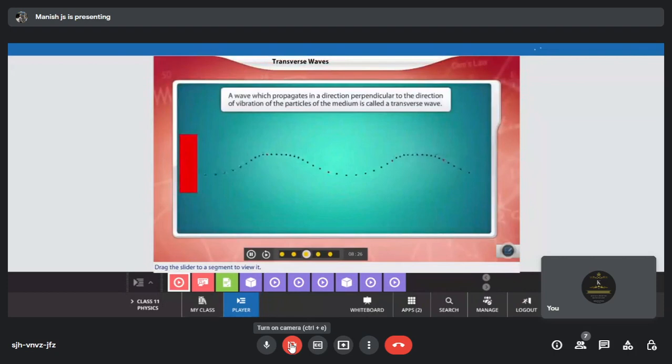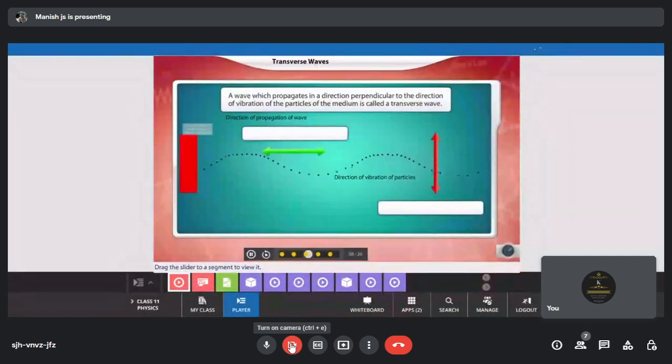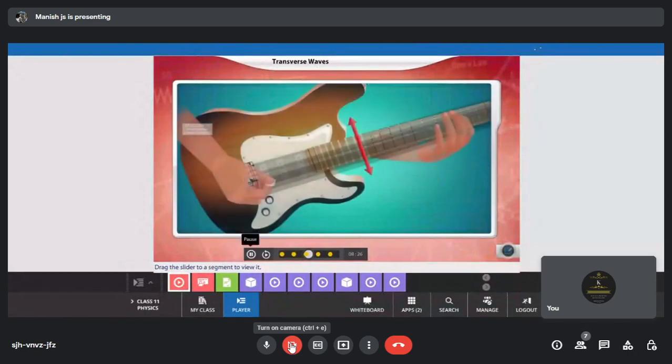A wave which propagates in a direction perpendicular to the direction of vibration of the particles of the medium is called a transverse wave. Note here that the direction of propagation of the wave is perpendicular to the direction in which the medium's particles are vibrating. In a transverse wave, the disturbances move in the vertical plane, but the wave is moving in the horizontal plane. So both of them appear to be perpendicular to each other.